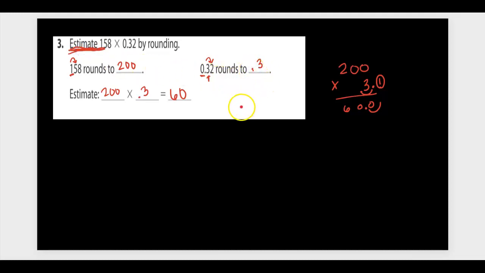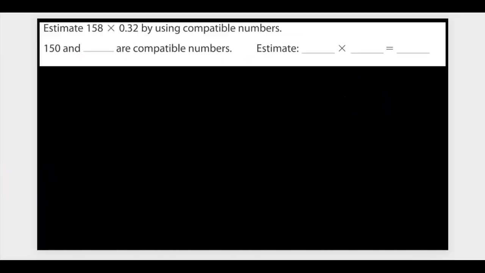So let's go over to the next one, and let's look at estimate by using compatible numbers. Estimate 158 times 0.32 by using compatible numbers. Well, they chose 150 because it's easier to multiply than 158.